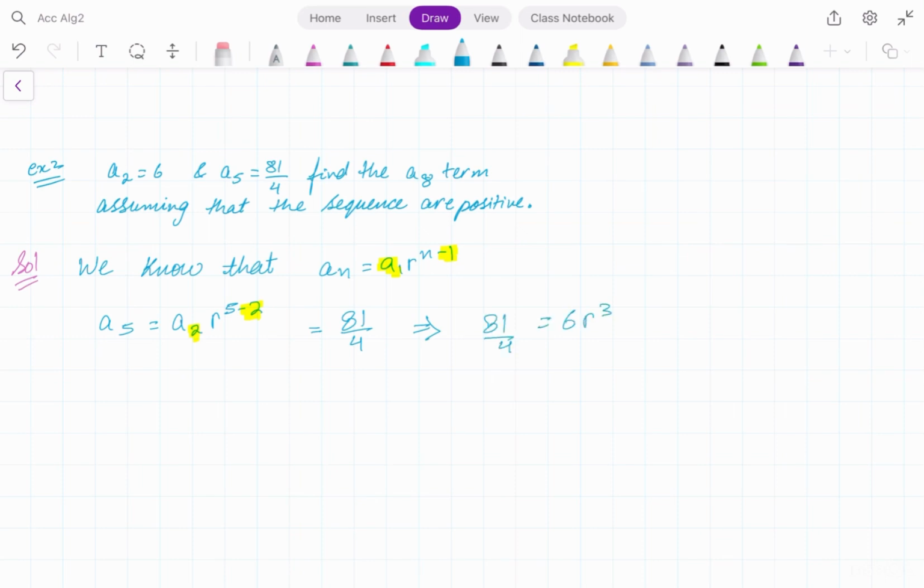In this case, let me repeat it again. We were starting with the second term. So I will do n minus 2 because the term is second. So if I do all the calculations, because a5 is given as 81 fourths, and then going backwards for solving for r, you will get the cube root of 81 over 24, which is nothing but 3/2.